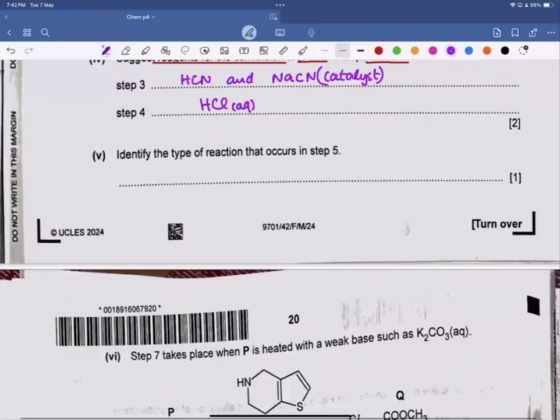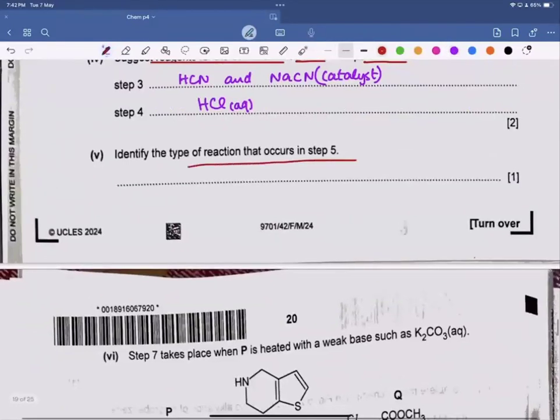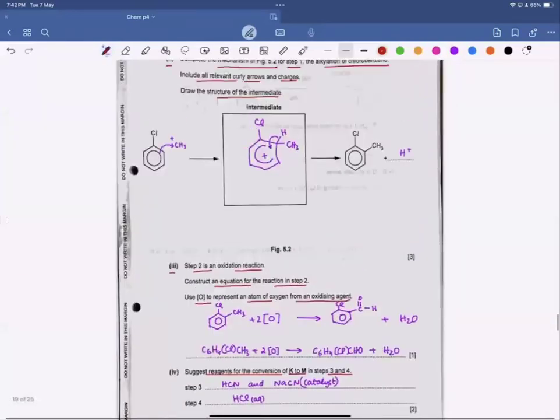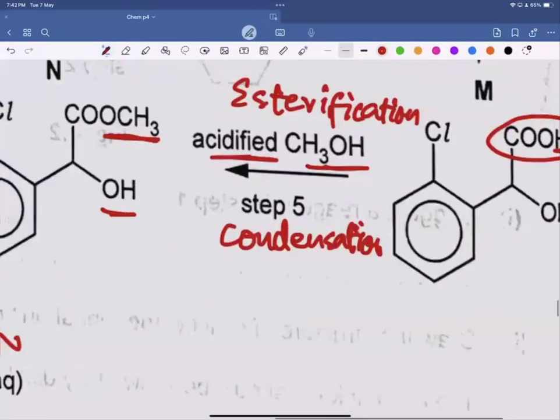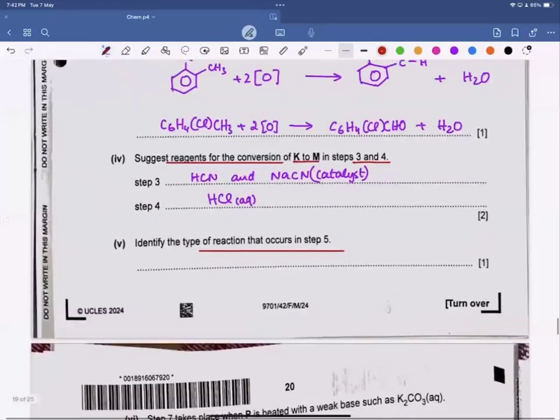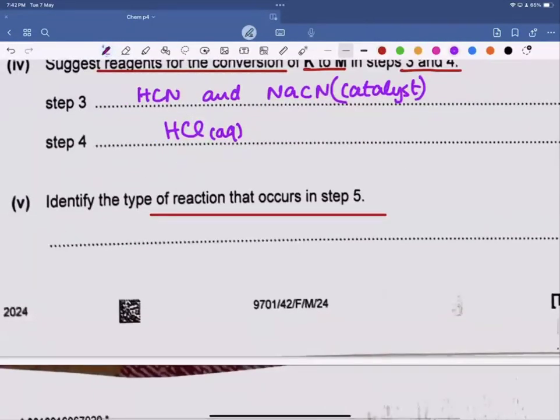Okay. Identify the type of reaction that occurs in step 5. Okay. So in step 5, as I have told you, the type is condensation. The name is called esterification, but they ask you the type of reaction. So if you write esterification, it is considered as wrong. You have to mention that this is a condensation reaction. Is it clear to all of you?